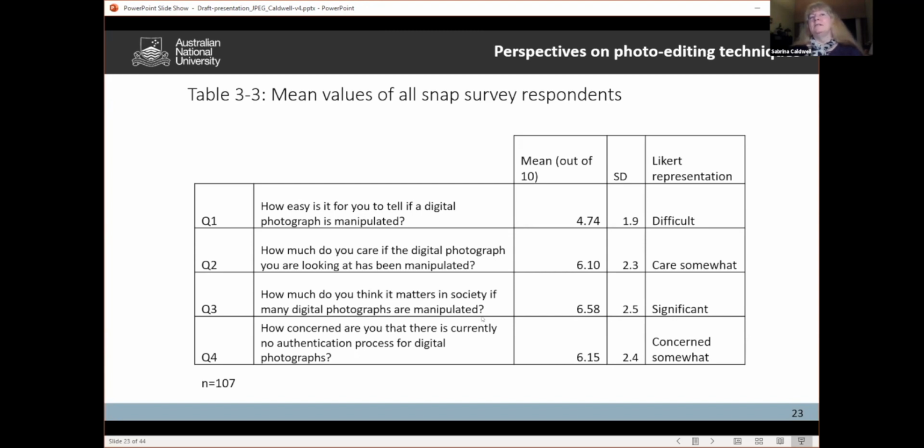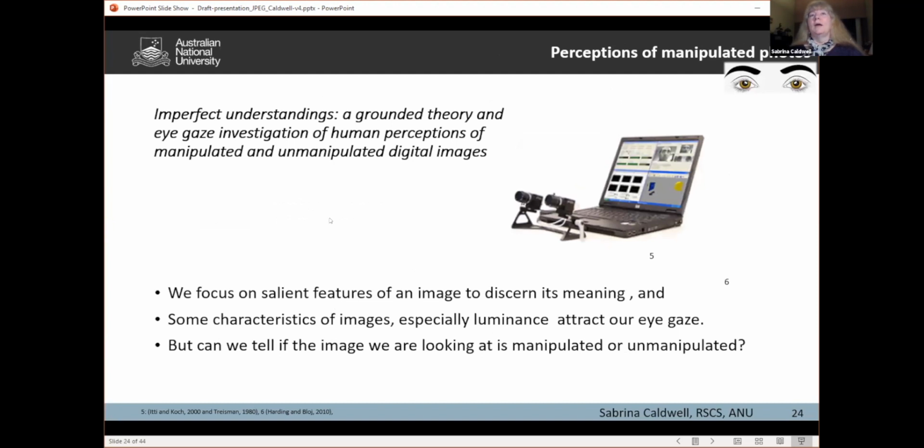How much do you think it matters in society if many digital photographs are manipulated? That was also out of 10, a 6.58 on the Likert scale. It was significant. And they were somewhat concerned that there was no authentication process. So that is what I wanted to say around perspectives.